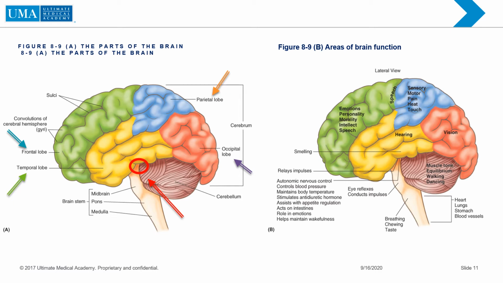First, the frontal lobe. This forms the anterior portion of each hemisphere. It controls voluntary muscle movement. Cells in the right hemisphere activate movements that occur in the left side of the body, while the left hemisphere controls movements on the right side of the body.